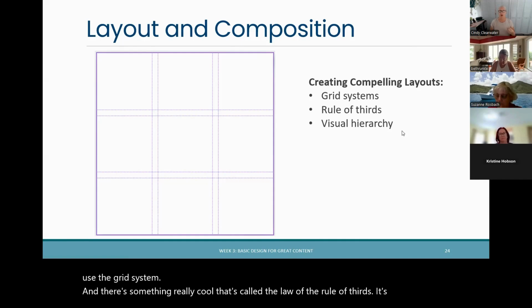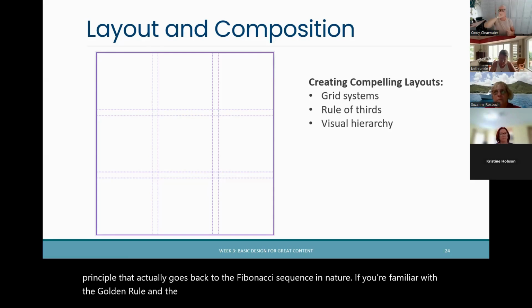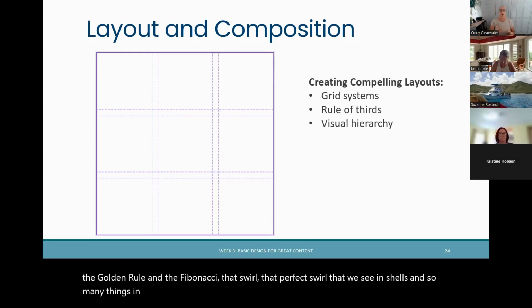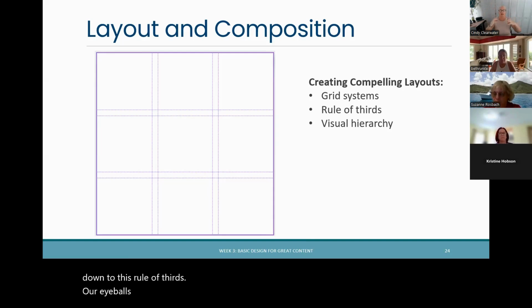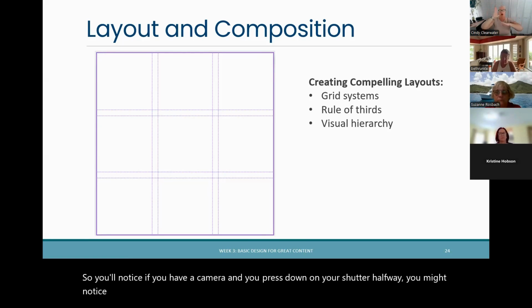It's a design principle that actually goes back to the Fibonacci sequence in nature. If you're familiar with the golden rule and the Fibonacci, that perfect swirl that we see in shells and so many things in nature. Well, when you break it down, the golden rule comes down to this rule of thirds. Our eyeballs and our brains tend to break things down into thirds. So you'll notice if you have a camera and you press down on your shutter halfway, you might notice sometimes a grid come up of thirds. This is giving you some idea of how to create some interest and some balance.